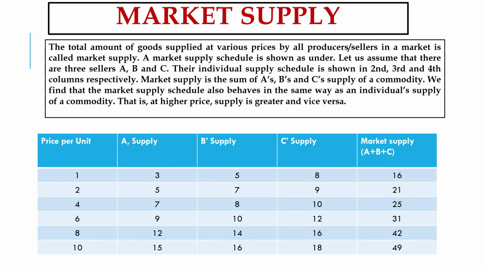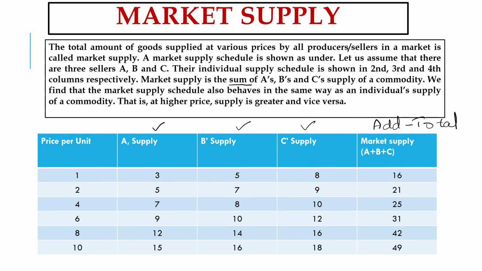Their individual supply schedules are shown in columns 2, 3 and 4. This is their individual supply. Market supply is the sum. What do we say? Sum. Market supply is a sum. Sum is nothing but what we do? We add it. Sum is nothing but a total.